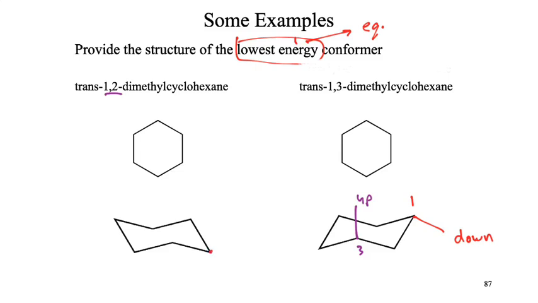Okay, so the 1 was down initially. When I go through and do that ring flip, it was equatorial. When I ring flip it, it becomes axial. The 3 position was axial. When I ring flip it, it becomes equatorial. So this is still up, down. Awesome. This must be my lowest energy conformation.